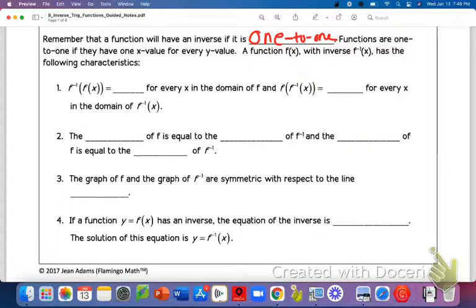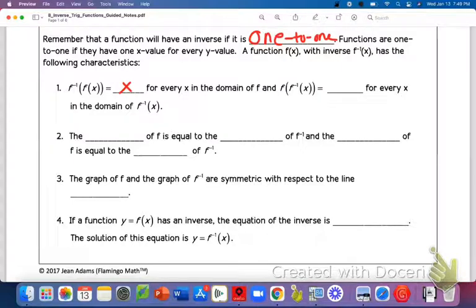Functions are going to be one-to-one if they have one x value for every y value, and a function f, with function notation f of x, and there's our inverse function notation, would have the following characteristics. When you do a composition, if you remember back in Algebra 1 or Algebra 2, you can check for inverses of each other by doing a composition of a function and its inverse, and its output ends up being x, which is what all those properties in that top table are showing.